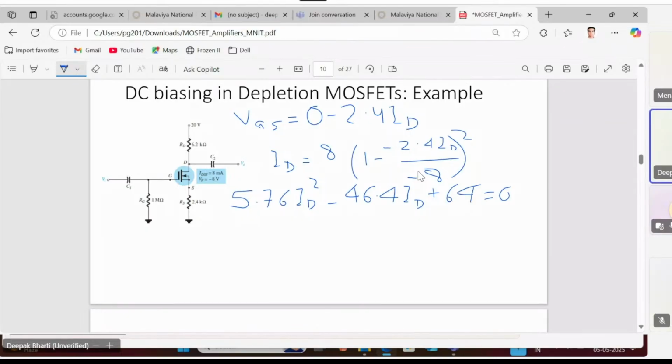So I hope a few of you might have reached this equation. This is the quadratic equation, and we can find the roots by the standard application of the root formula, that is minus b plus minus under root of b square minus 4ac upon 2a. Using that, the roots which have been found are 6.29 and 1.76.